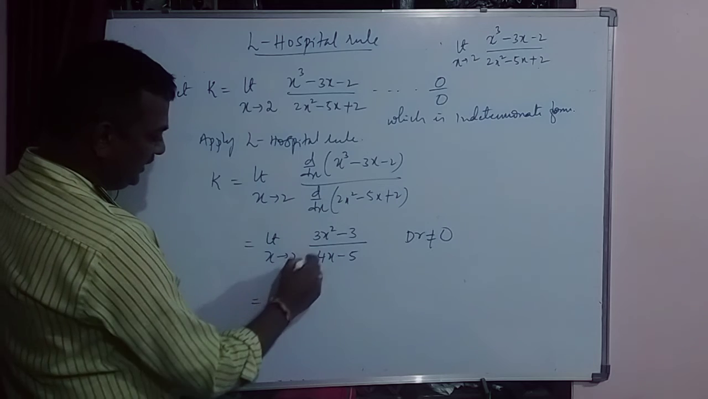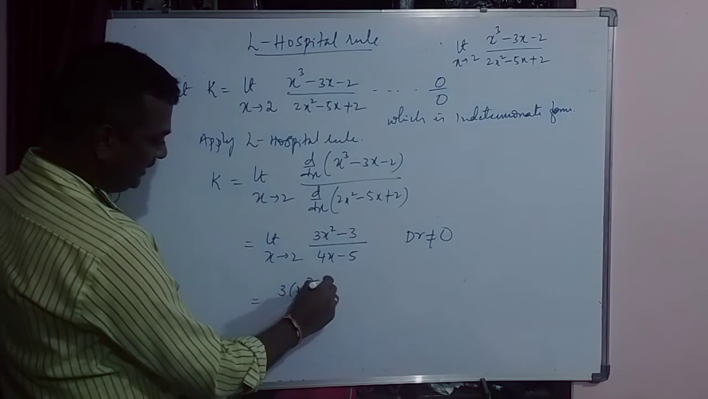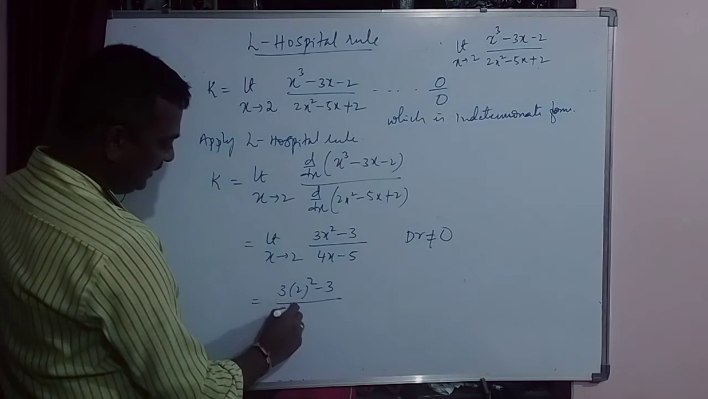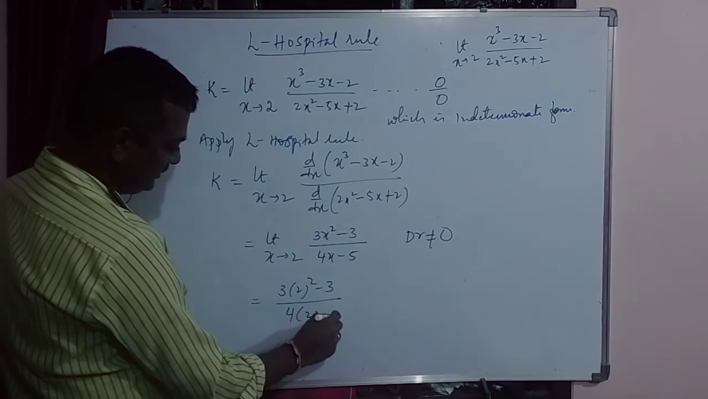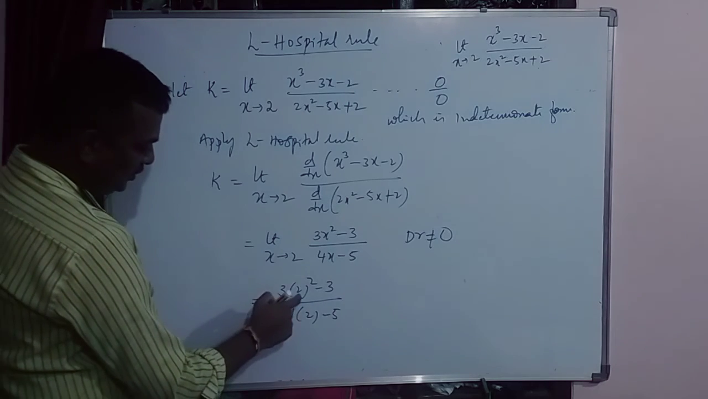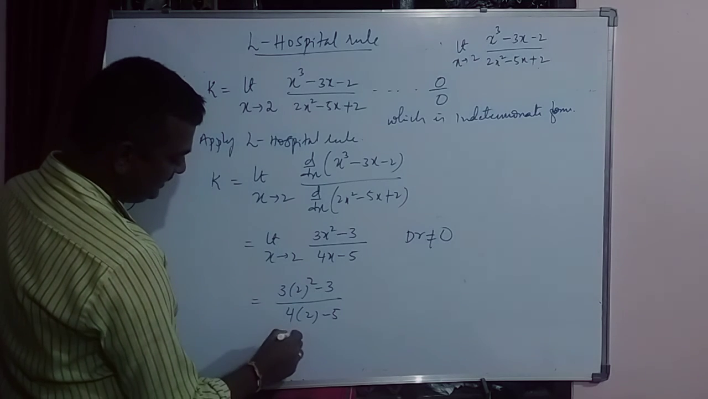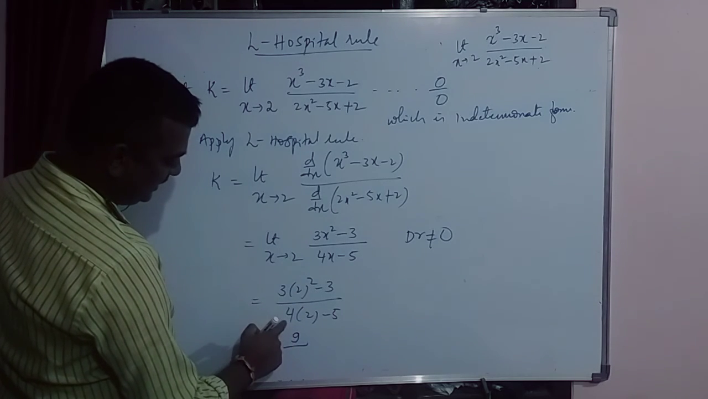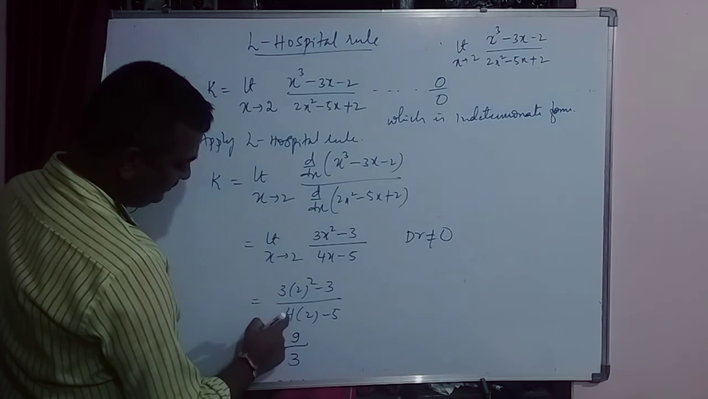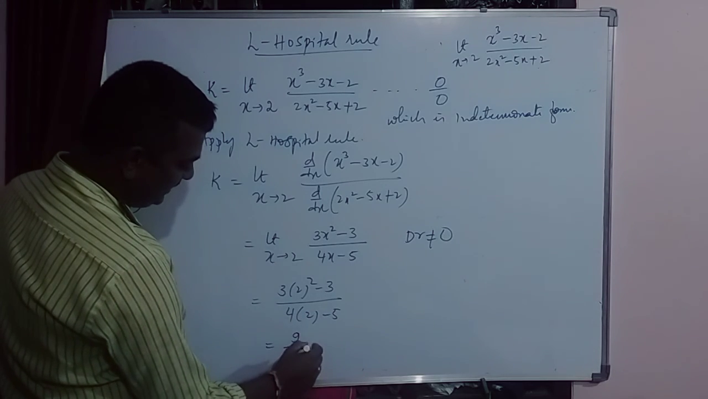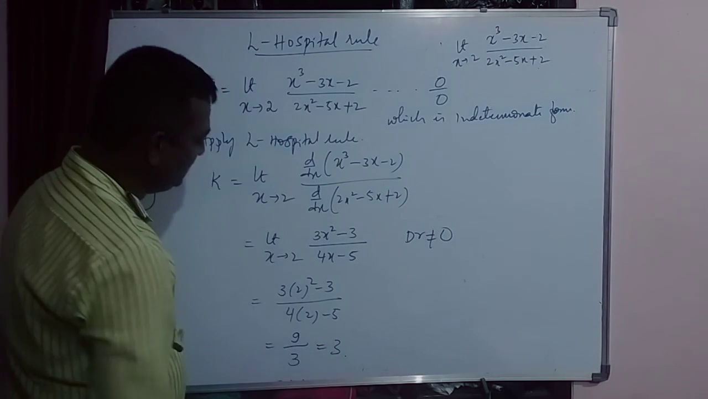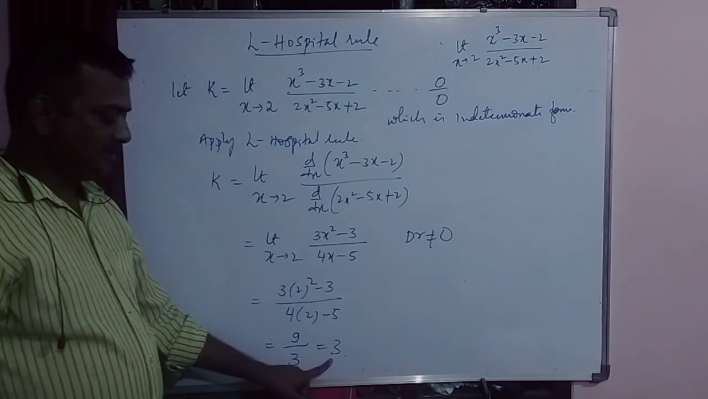3 into 2 square minus 3 divided by 4 into 2 minus 5. 2 2s are 4. 4 3s are 12. 12 minus 3 is 9, divided by 8 minus 5, which is 3. So 9 by 3 is 3, which is the required answer.